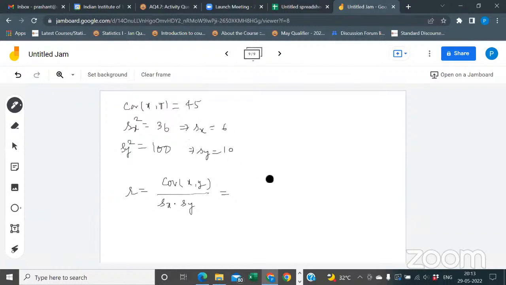That's it. Okay. Actually, I was dividing by 36 plus 100, so that's why I got it wrong. No, see, what is this? This is sx and sy, the sample standard deviation. And in the question, you are given the sample variance. Okay, got it, sir. Thank you, sir.